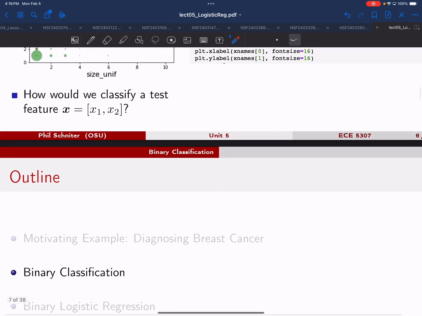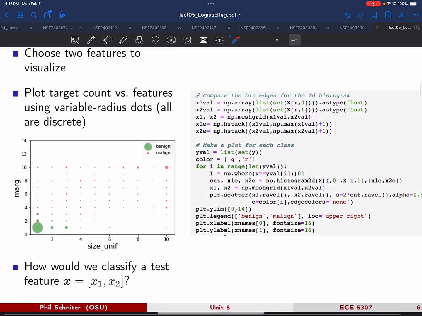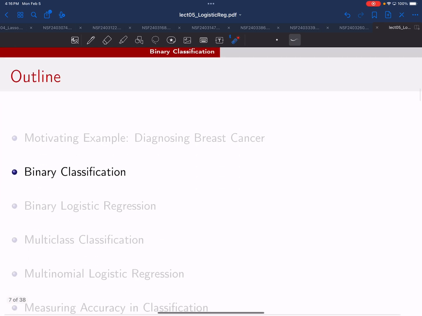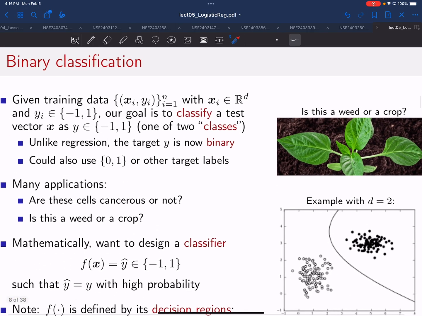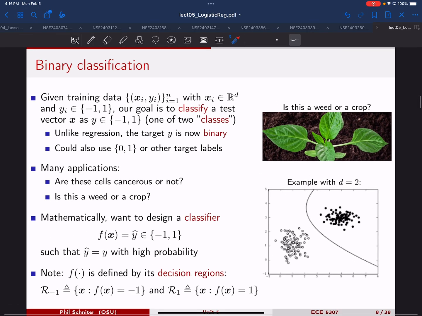Okay, any questions on anything with the setup? Okay, so all right, so we can talk about this mathematically. So let's say we're given a training data set of XY pairs. As before, our xi vectors are d-dimensional, but now what's a little different is that our targets, or I'll often call them labels, now that we're working with classification, these labels are binary.